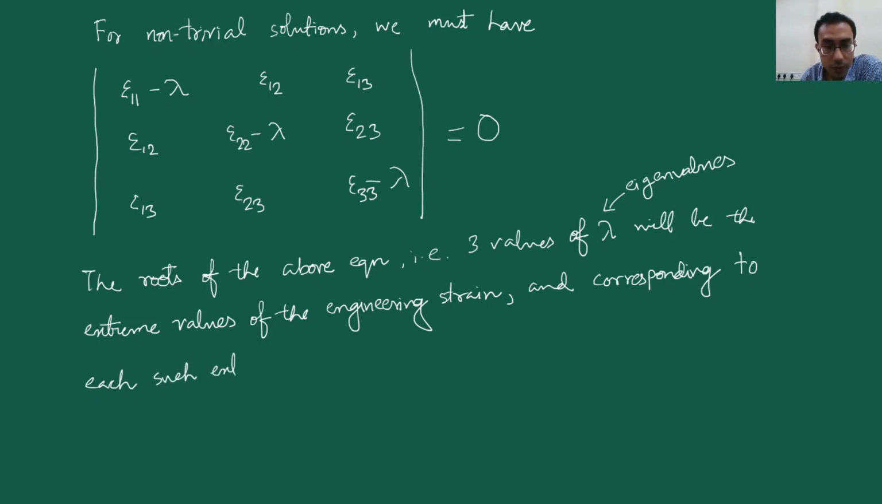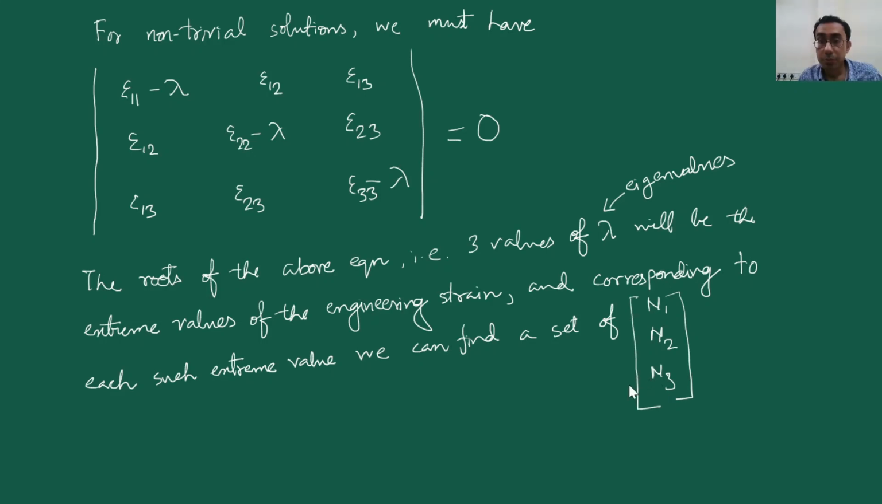such extreme value, we can find a set of n1, n2, n3, better written as a vector, a set of n1, n2 and n3.